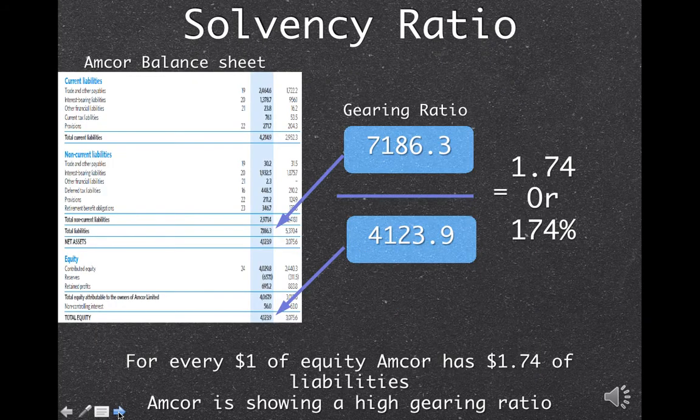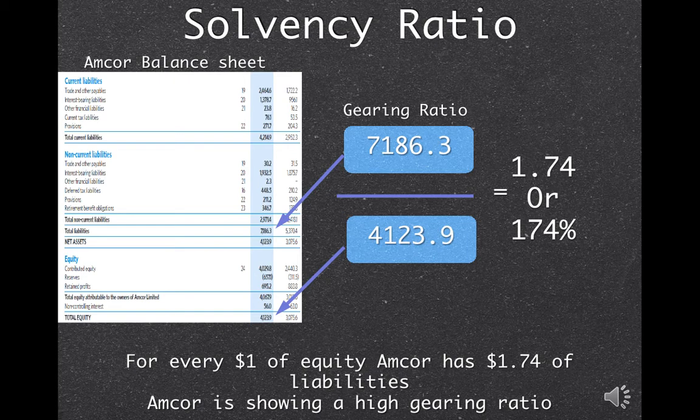You need to write this one down. So let's look where we get the information from. Once again, the information comes from the balance sheet. It comes from this area here, total liabilities, which is $7,186.30. And the total equity comes from the equity section, which is $4,123.90. If you make that calculation, it calculates to 1.74. Times that by 100 is 174%.